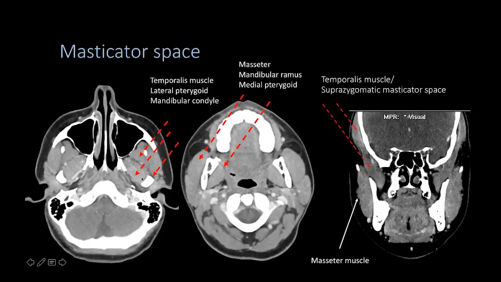Then we also have the posterior body and ramus of the mandible, as well as the temporomandibular joint. On the axial images, here we have that more superior lateral pterygoid muscle attaching to the mandibular condyle. We see the temporalis muscle slightly anteriorly, and then when we go down to the level of the oropharynx, we see the medial pterygoid muscle medial to the mandibular ramus, and then the masseter muscle lateral to the ramus. And on the coronal image, you can nicely see that continuation between the infratemporal fossa and this suprazygomatic masticator space along this temporalis muscle.